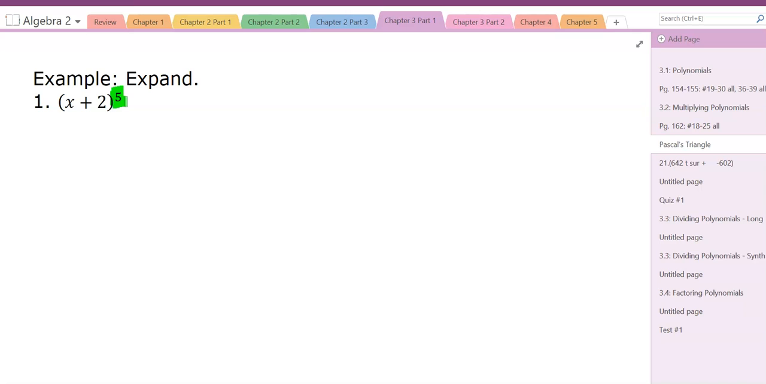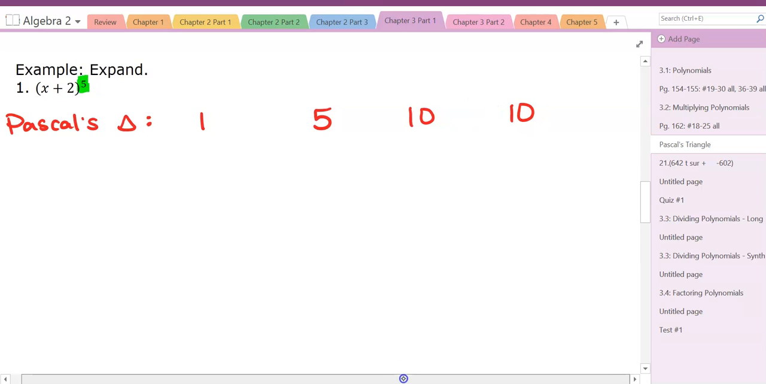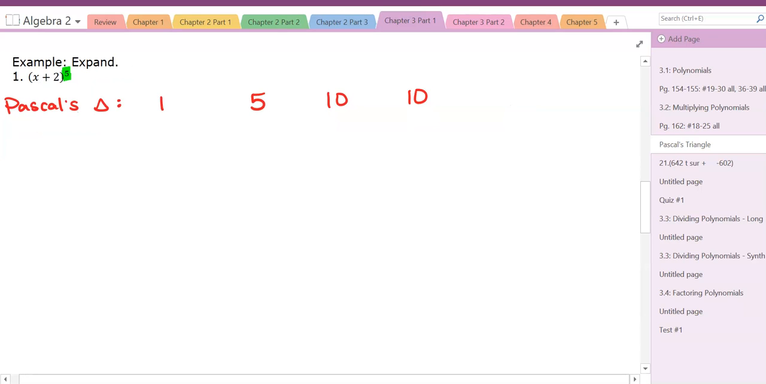So we're using the same coefficients that we did on that last problem. So I'm going to write those across the top. So I'm going to say for Pascal's triangle, I'm going to be using the numbers 1, 5, 10, 10, 5, and 1. And make sure you give yourself plenty of space.